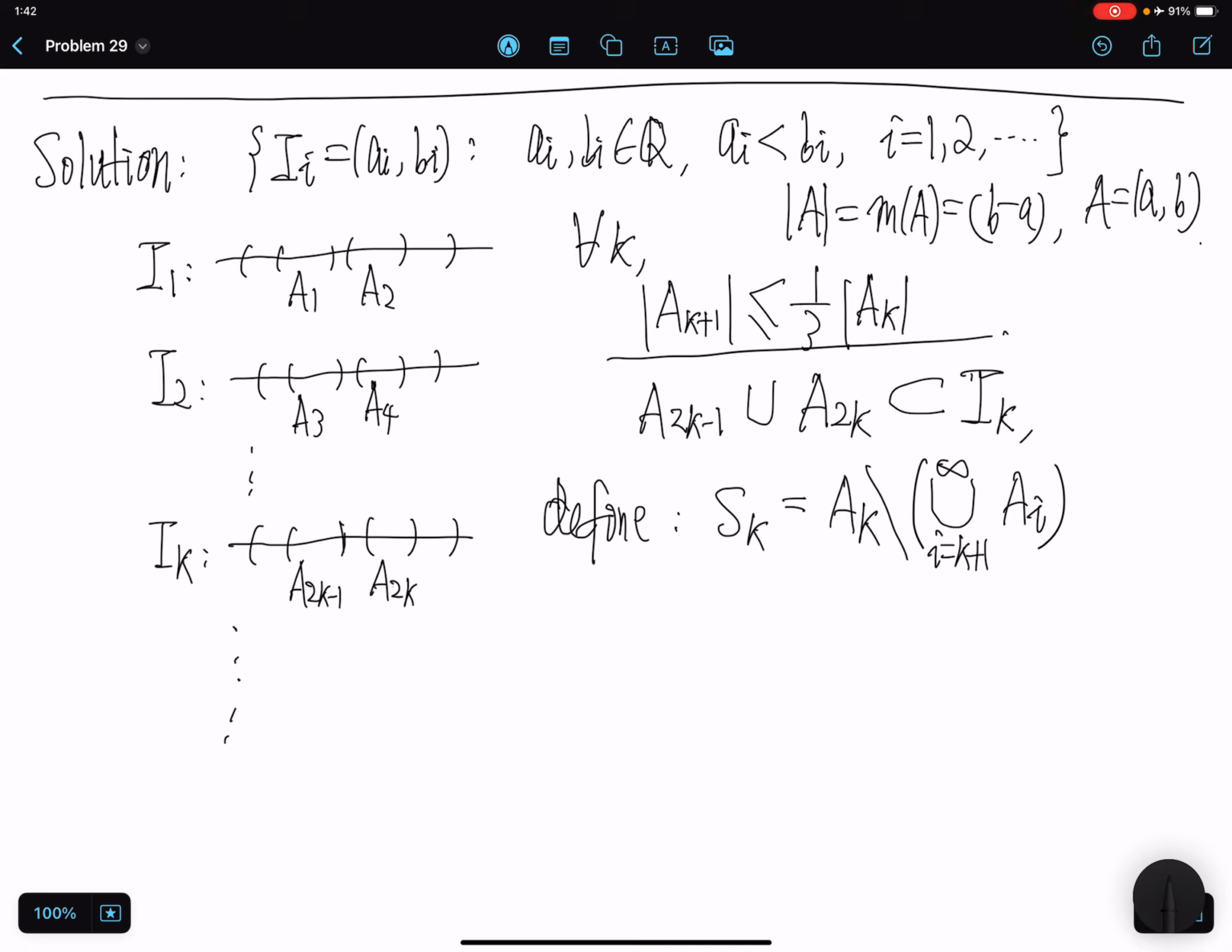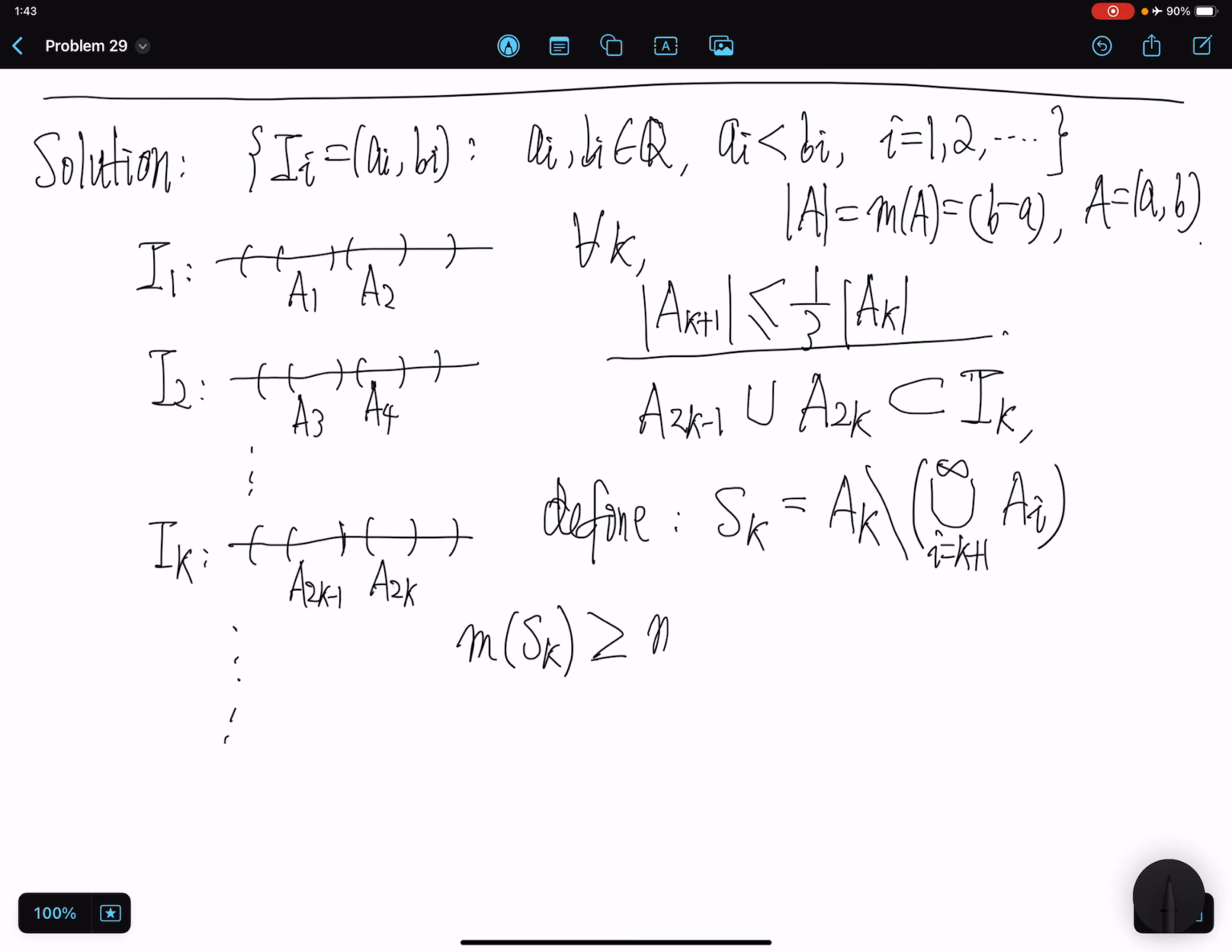And from here, let's check this. The measure of S sub k is definitely A sub k minus the union. This is because of the additivity of the measure, right?